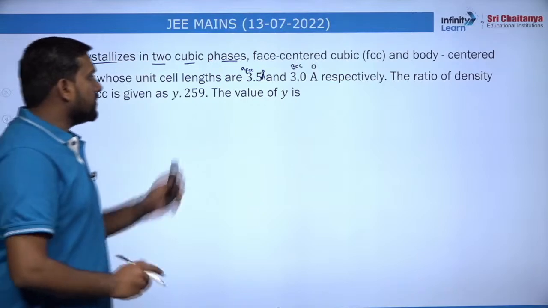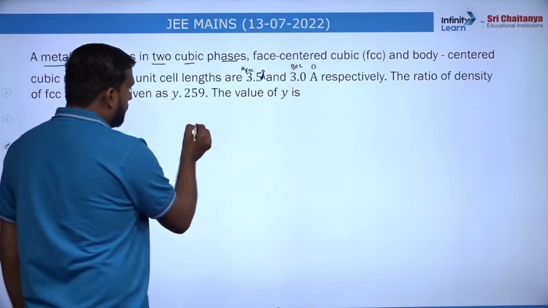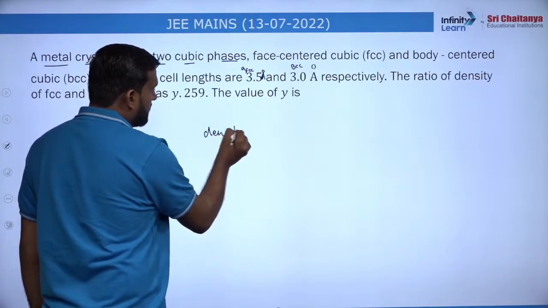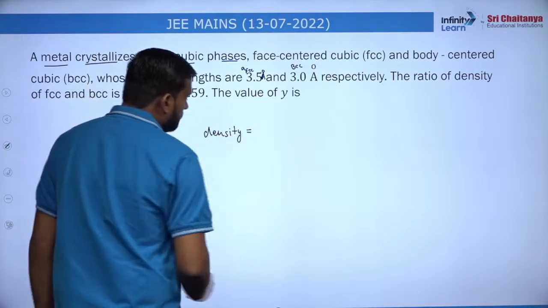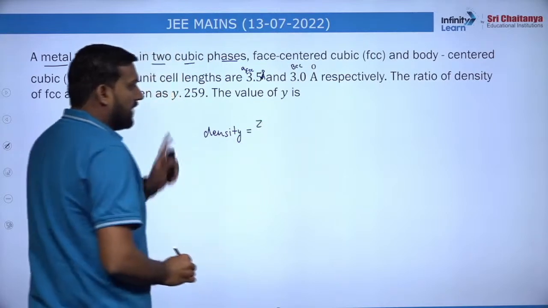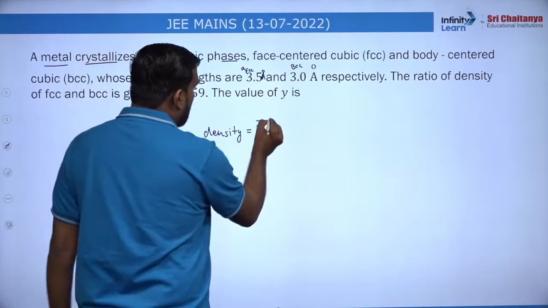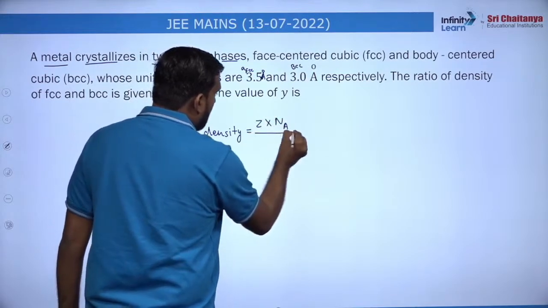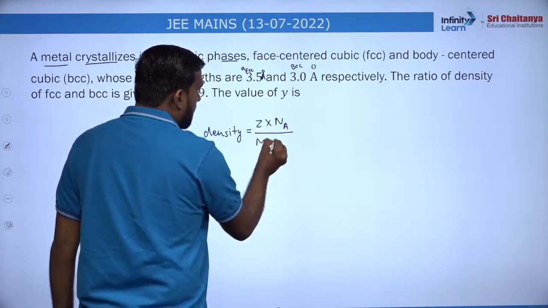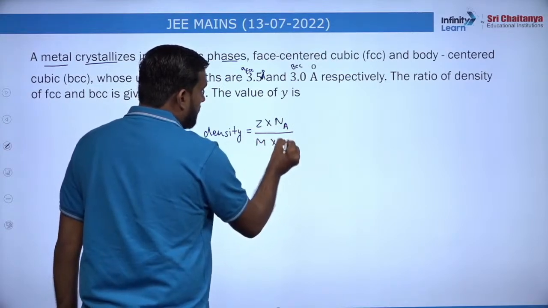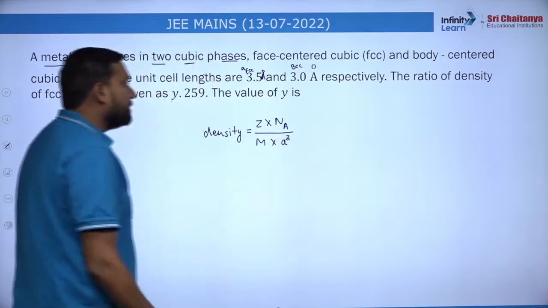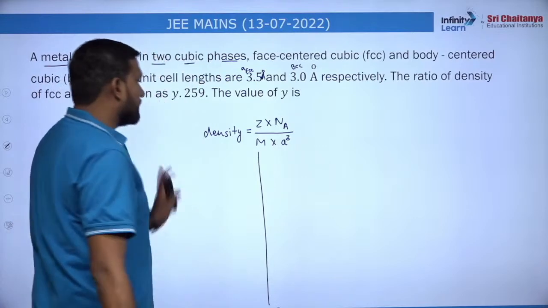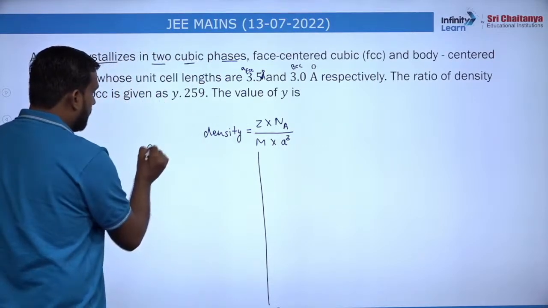So let's come to the formula for the density. The formula for the density is equal to Z, that is the effective number of atoms present in the cubic unit cell, into Na, which is Avogadro's number, divided by molar mass into a cube, that is the volume of the one unit cell. So this is the formula of density. Now let's solve the density of FCC and then the density of BCC.